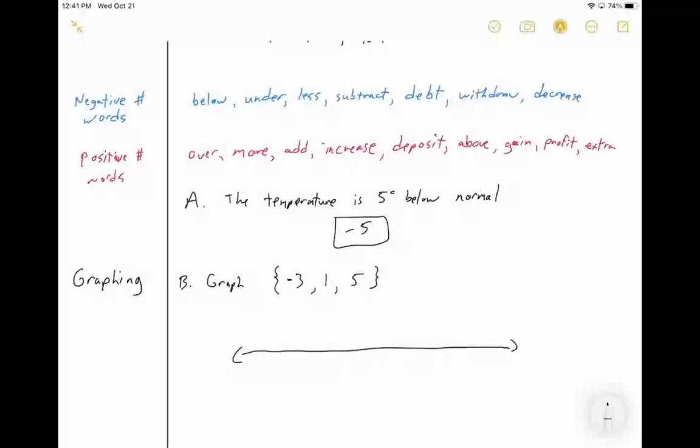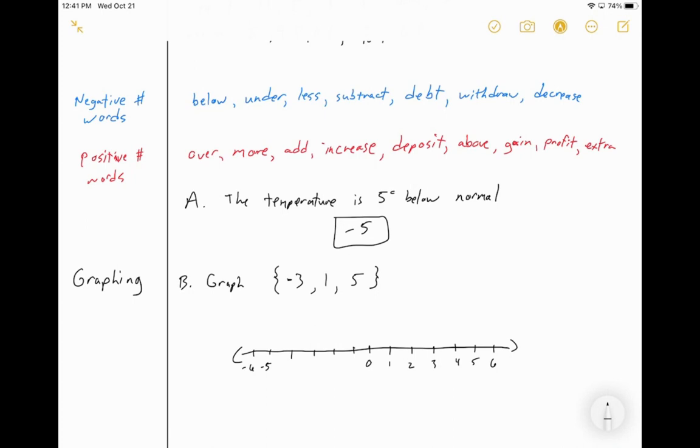You put arrows at the end to show that the numbers go on forever in both directions, all the way to higher numbers, all the way to lower numbers. Let's make this an easy one. Let's put 0 here, and we'll go up to 6. 1, 2, 3, 4, 5, 6. -1, -2, -3, -4, -5, -6. All right, I'll give you a second to draw that.